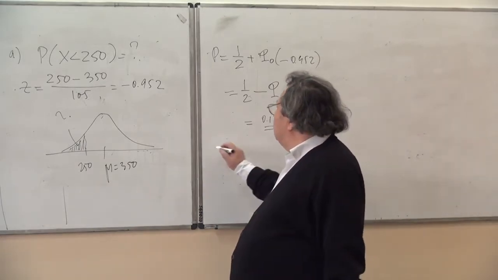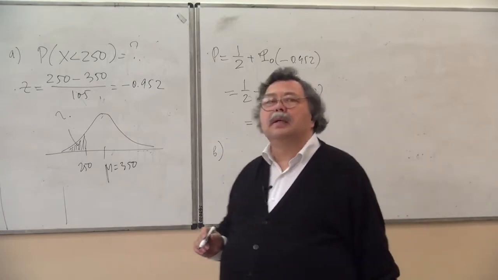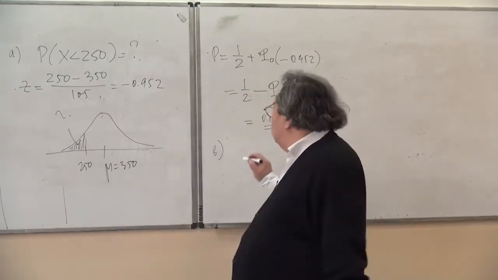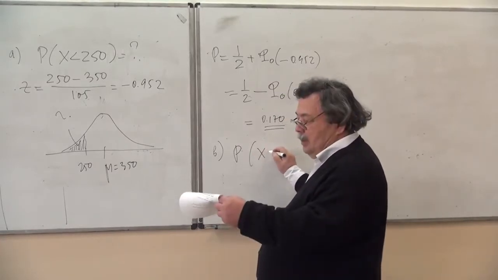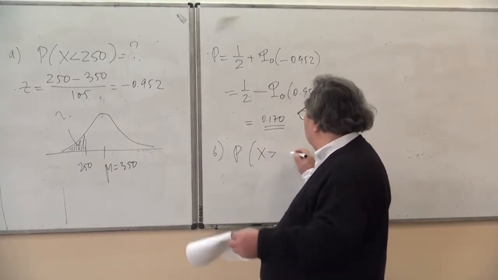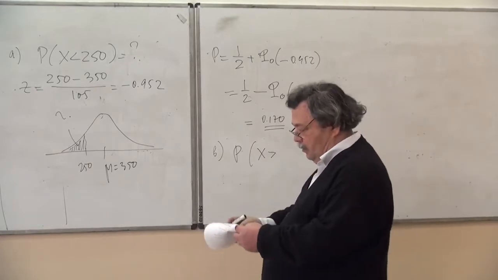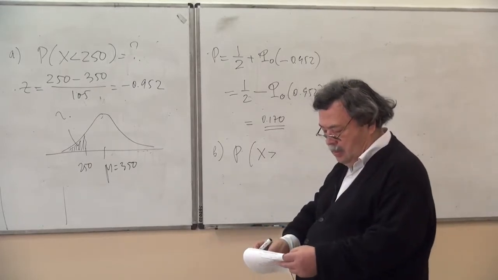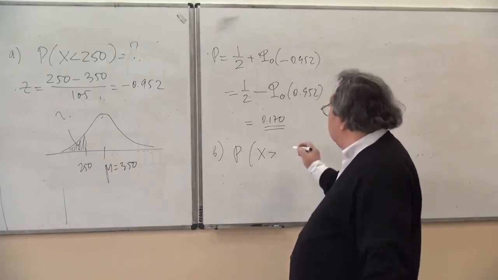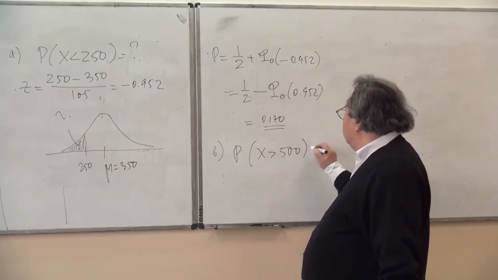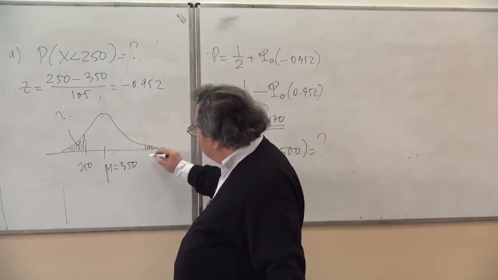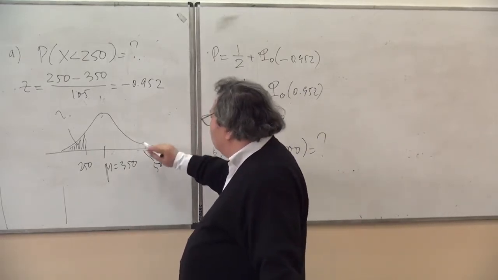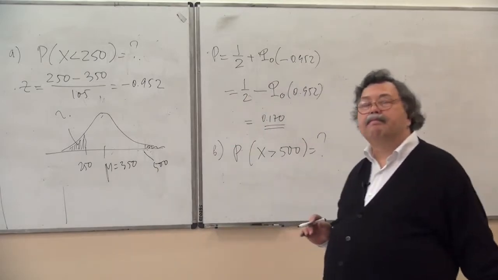All right, let's ask another question here. What's the probability that x is greater than 500? Okay. So now it's about this tail. If this is 500, we are talking about this tail.